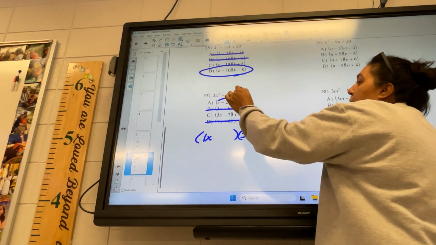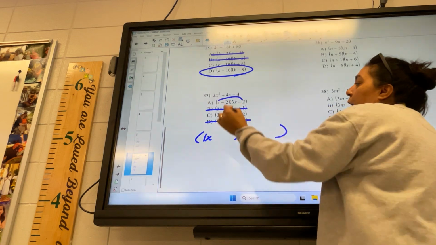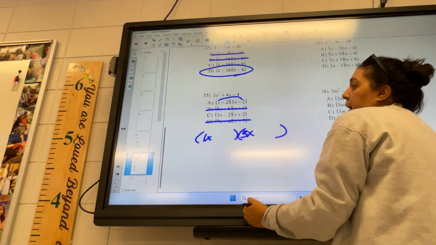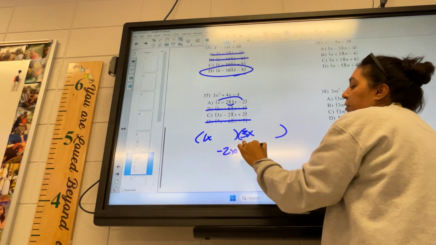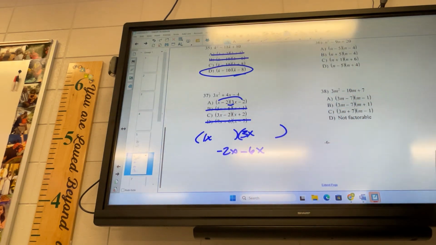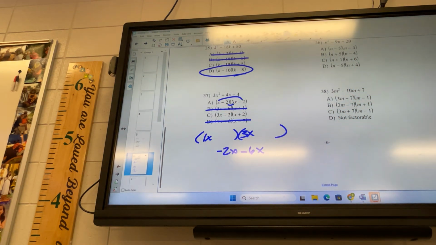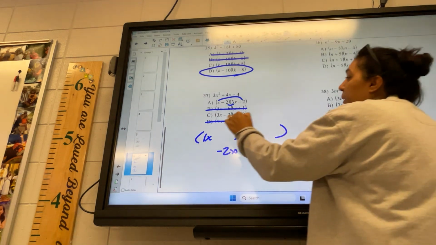Okay, if you would do the outer, 2x on negative 2 times x is going to be a negative 2x, and then this is going to give you a negative 6x. Okay, would a negative 2 and a negative 6 give me a positive 4? Negative 2 and a negative 6, is that equal positive 4? No, it does not. So it's got to be this one. Okay.